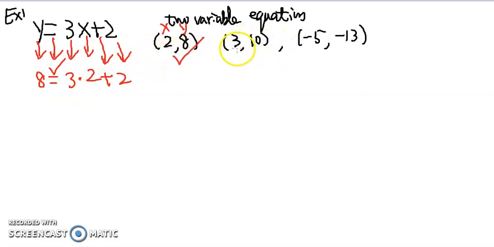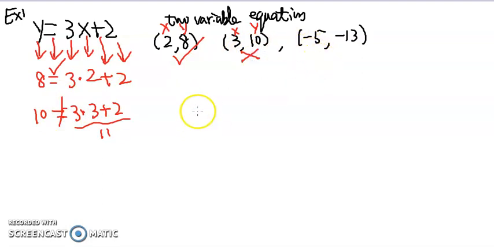Let's check the second pair, 3, 10. That's our x, that's our y. We replace y with 10 and replace x with 3, plus 2. Notice that 3 times 3 is 9, and 9 plus 2 is 11. So the right-hand side adds up to 11, and it's not equal to 10. That tells us this is not a solution.